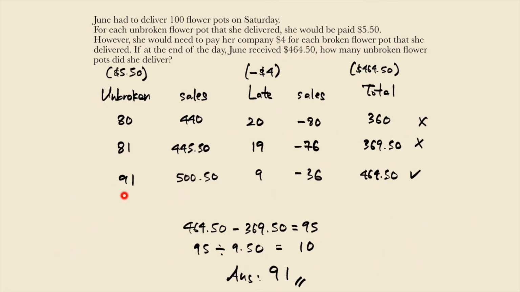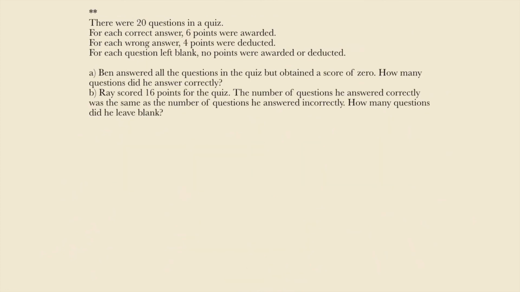So the number of unbroken flower pots delivered is 91. Level 2 with deductions here. 20 questions: plus 6 for the correct ones, minus 4 for the wrong ones. Each question left blank, 0 points were awarded. So now there's a third category. No answers, then carry 0 points.